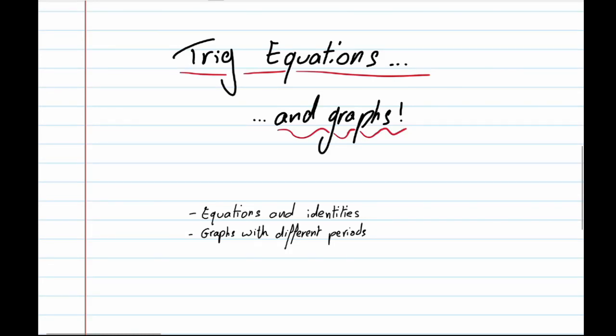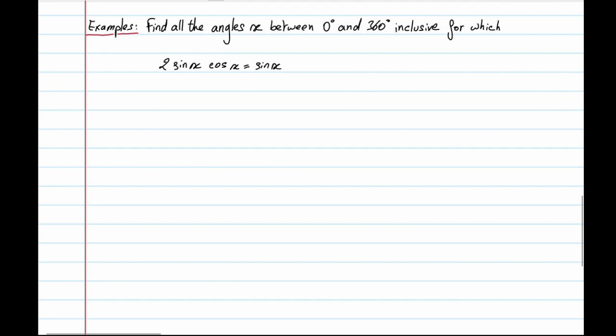Good evening. Today we're going to talk about trig equations and we're going to see more graphs. So we're going to see equations with identities and we're going to see graphs with different periods. We've seen the graph with period 360 and period 180 for tangent. Now we're going to change these periods. Let's take a look at the first example.